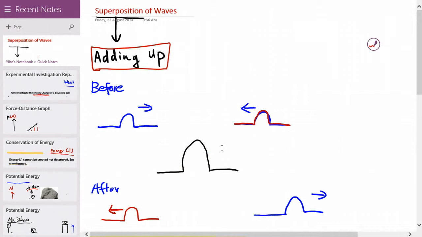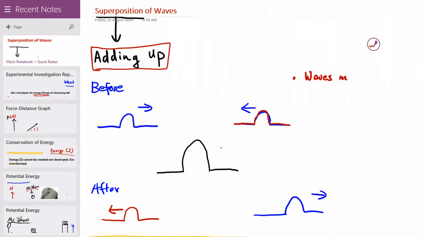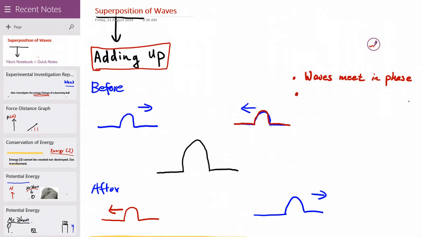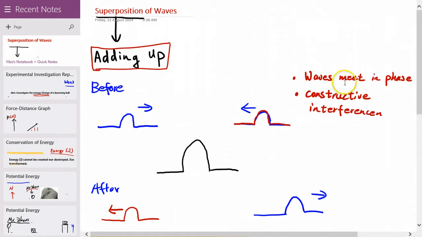Now, we call this waves meet in phase, because we have two waves in the same phase and they meet. As a result, the amplitude is doubled, and we have constructive interference. Remember these terminologies. Waves meet in phase, we have constructive interference.